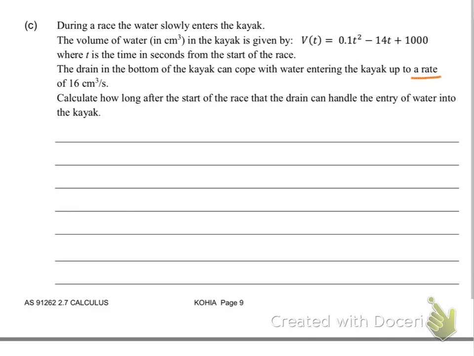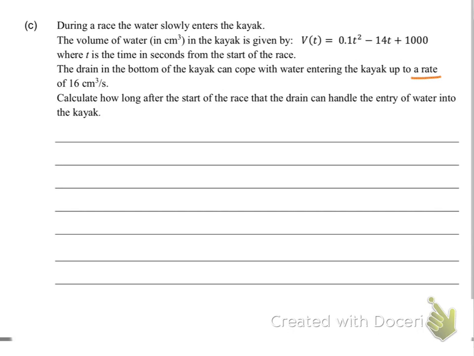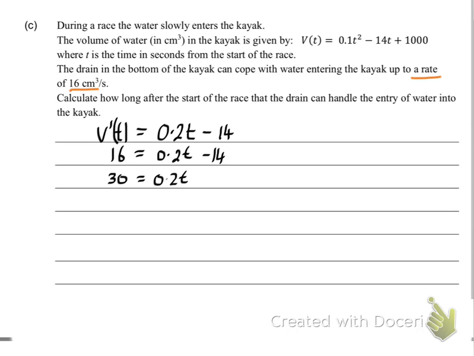For this question, again, look for the key word. Here again we have a rate. The rate is 16 centimeters cubed per second. So we're going to have to differentiate, multiply by the power, reduce the power by 1. Because the rate equals 16, we put v dash t as 16, and we solve for t, putting the 14 to the other side, dividing by 0.2, you get 150 seconds. We have answered the question, how long after the start of the race? So that question is finished.